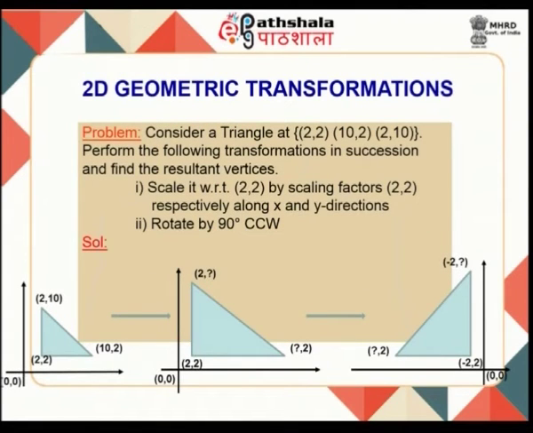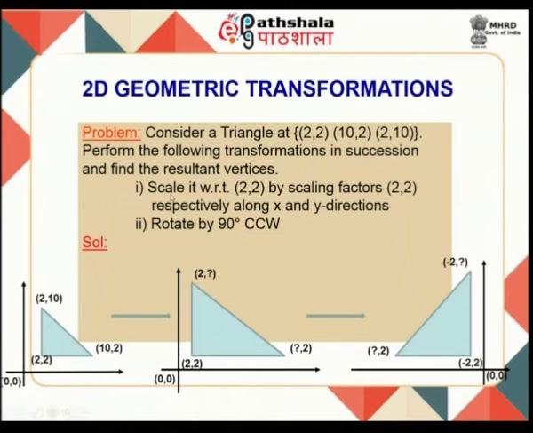Let us take an example problem that we can solve easily. Consider a triangle at (2,2), (10,2) and (2,10). So, the 3 vertices of a triangle are given. Now, perform the following transformations in succession and find the resultant vertices. Our aim is to perform these 2 transformations on the triangle and then find the resultant position.